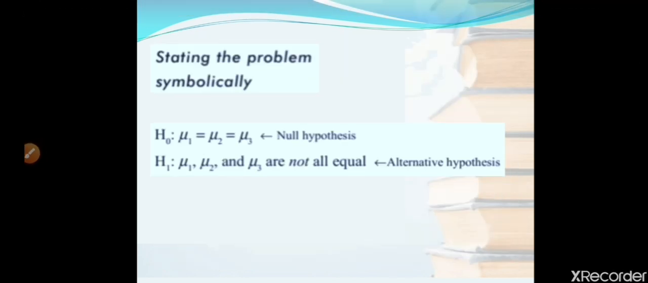Then, what is our problem now? The problem is that we have to check the hypothesis that all the means are equal. So this is our null hypothesis, and the alternate hypothesis is that all the means are not equal.